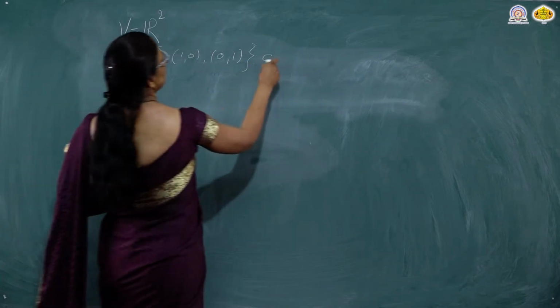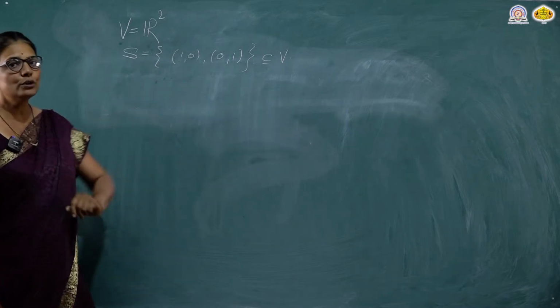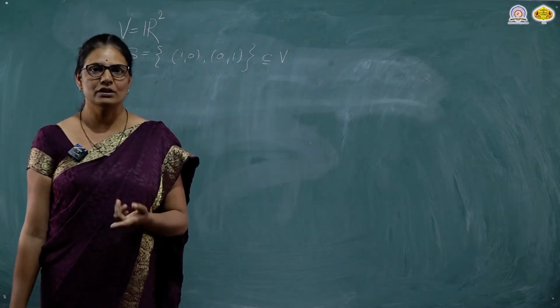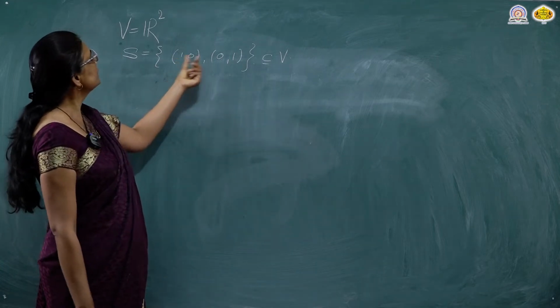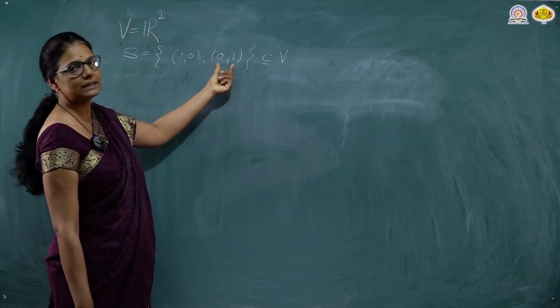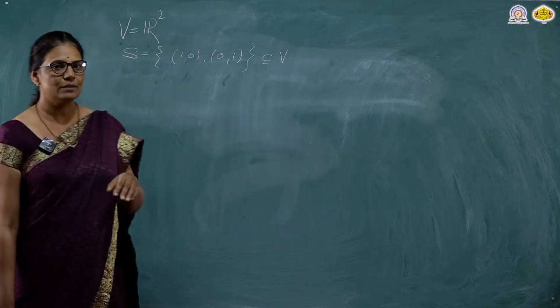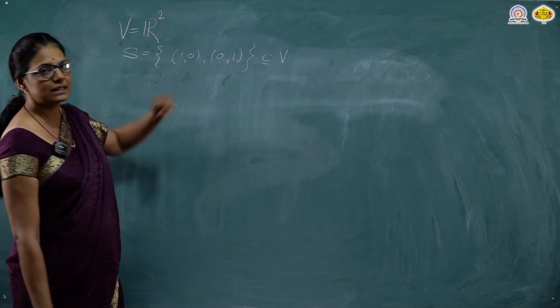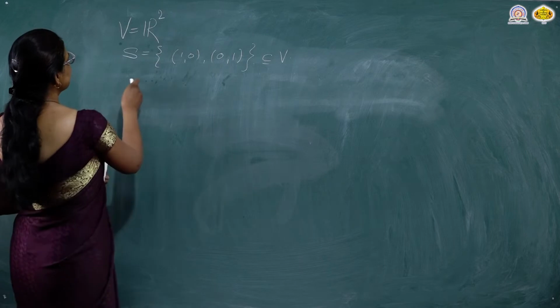It is a subset of V, and we can easily check that in this set no vector can be expressed as a linear combination of the other. We can't express (1, 0) in terms of (0, 1), that is the second vector, and the same for the first one. This is one example of a set which is linearly independent. Now consider another example.